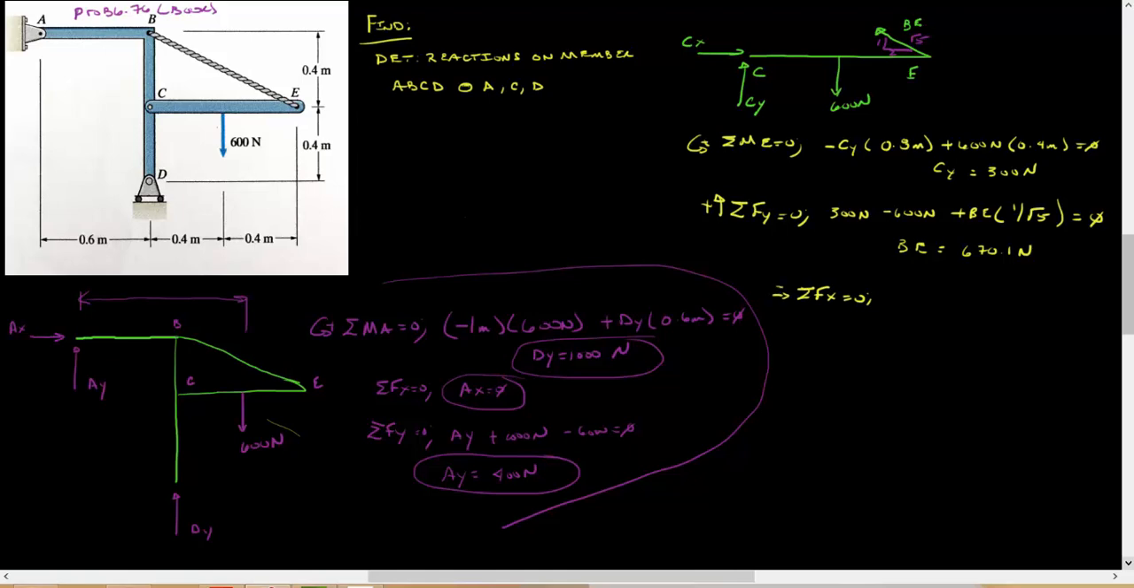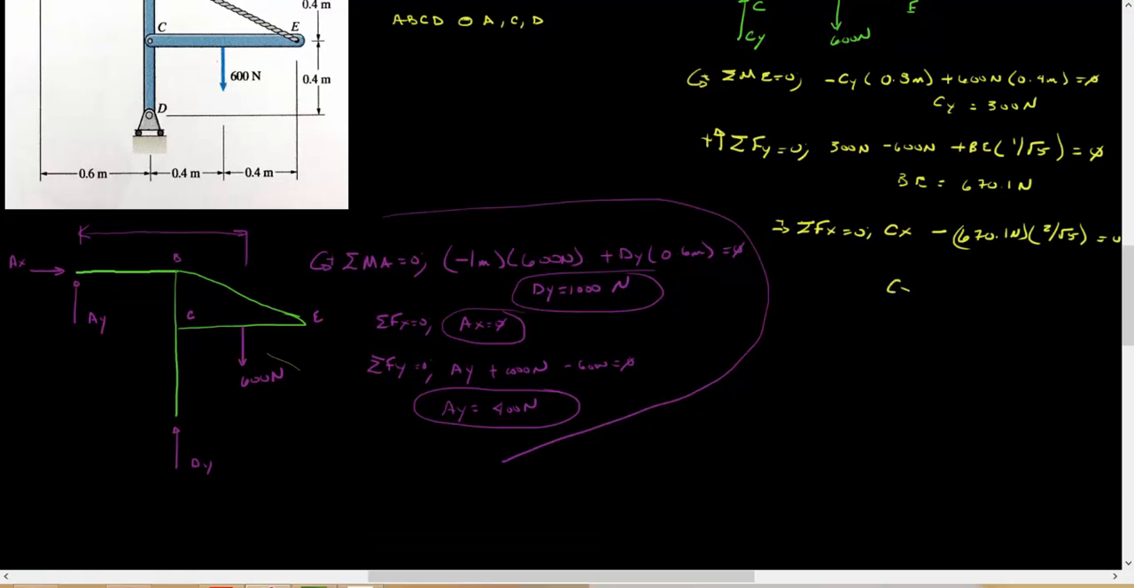And the last thing I'm going to do is I'm going to sum my forces in the x direction, and I get CX minus BE, which was 670.1 newtons, times 2 over square root of 5 is all equal to 0. So we get that CX is equal to 600 newtons.